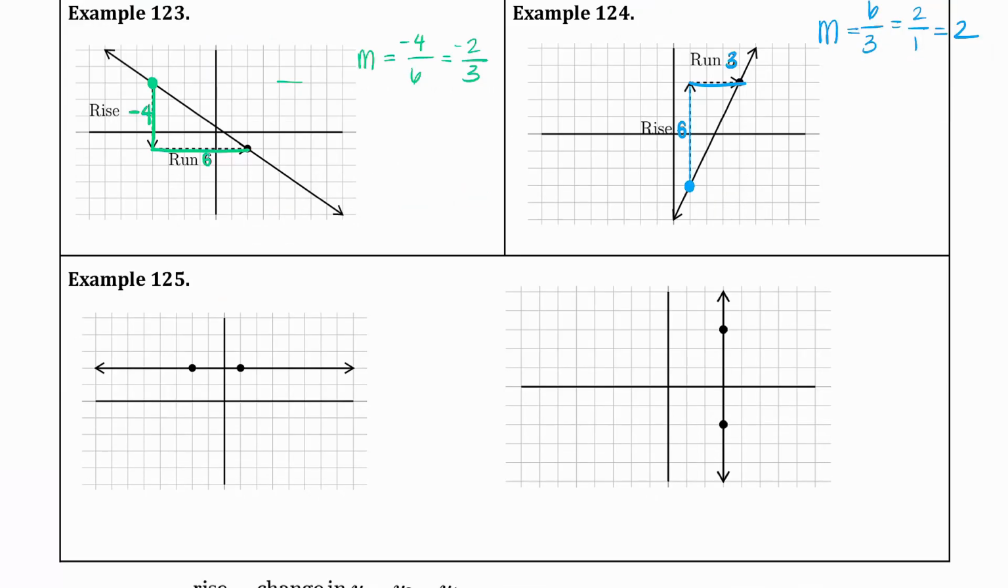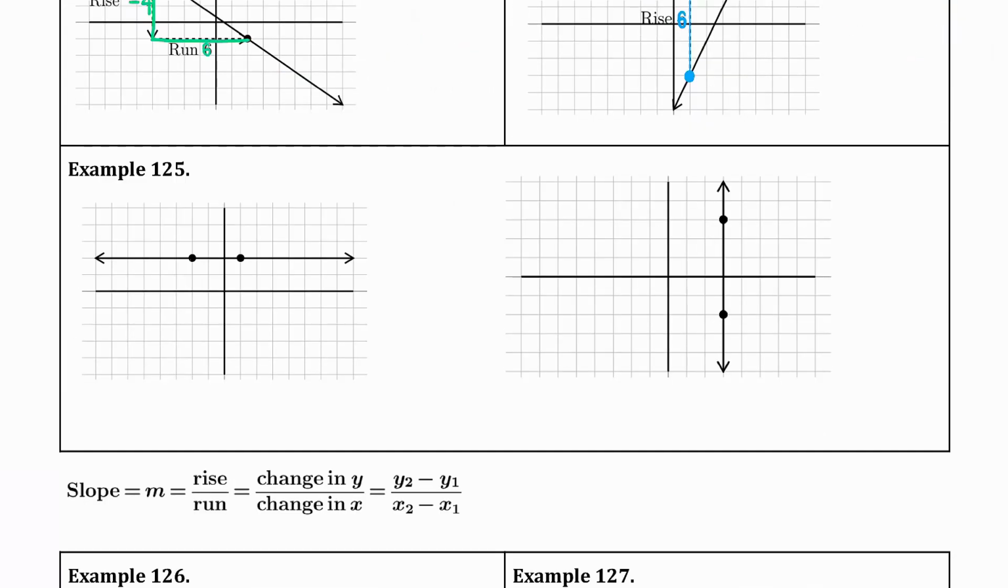Okay, notice these funky ones. Let's talk about why this is a slope of 0. If I start with my left point, we move our vertical change first. Well, we don't move any, so our rise is going to be 0. Our run is going to be 1, 2, 3. 0 divided by 3 gives me 0.